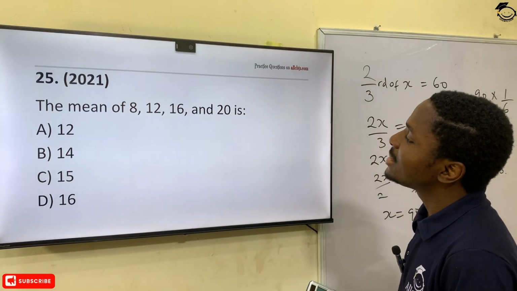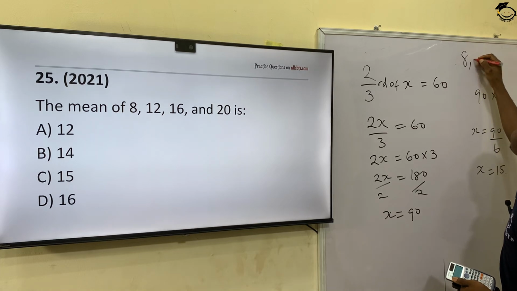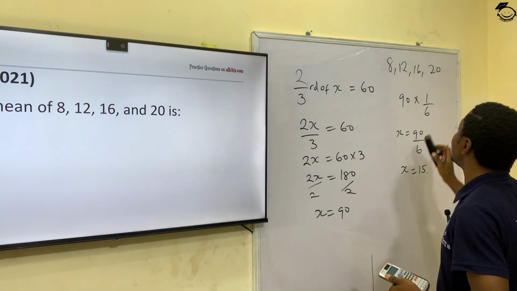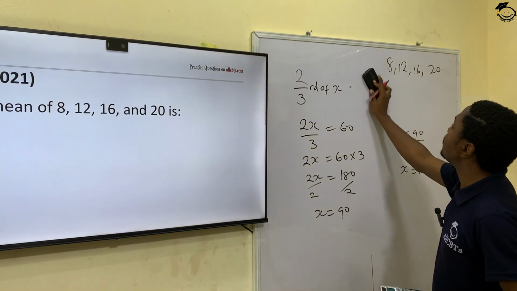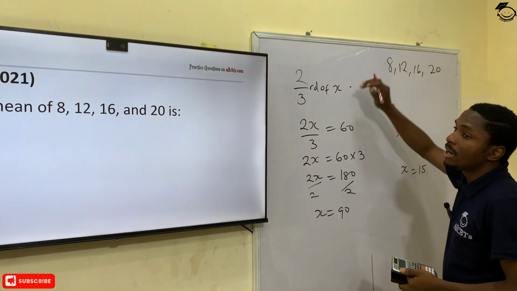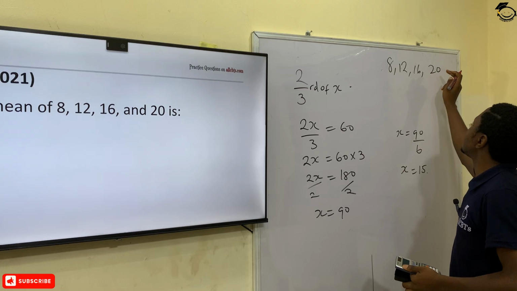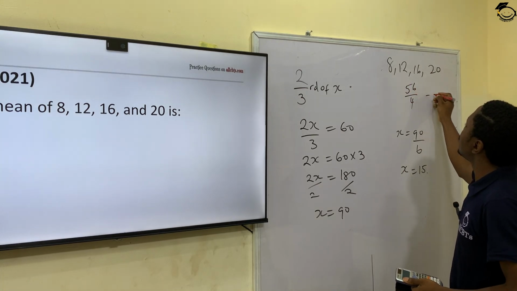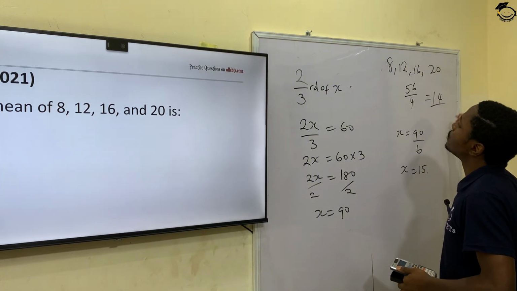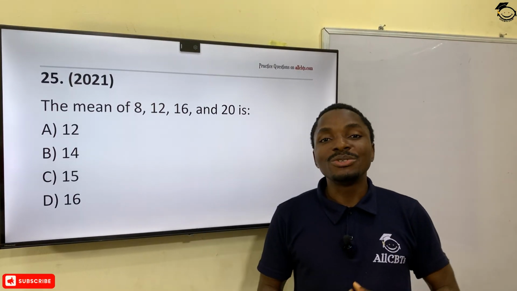And then question 25. The mean of 8, 12, 16, and 20 is what? 8, 12, 16, and 20. What's mean? It's just the average. So you're going to add everything together and divide it by the total number of the numbers, which is 4. That's 20, 36, 56. 56 divided by 4 will give you what? 14. That's option B.